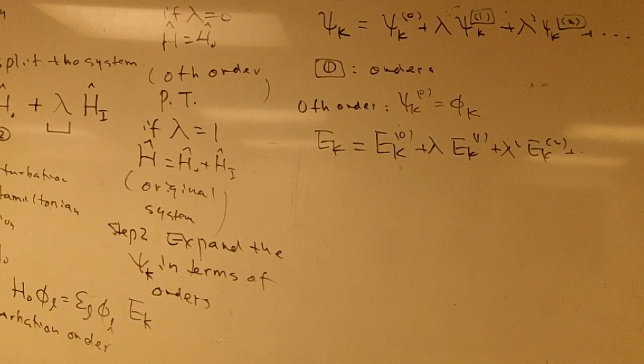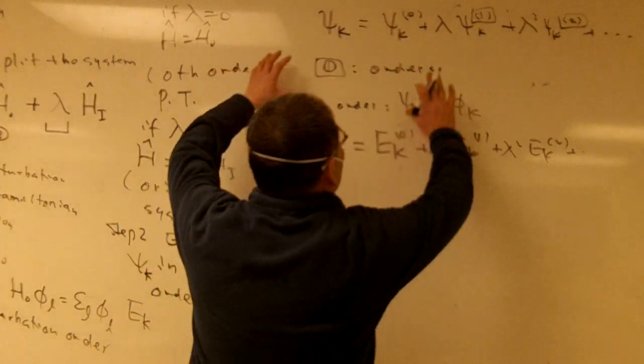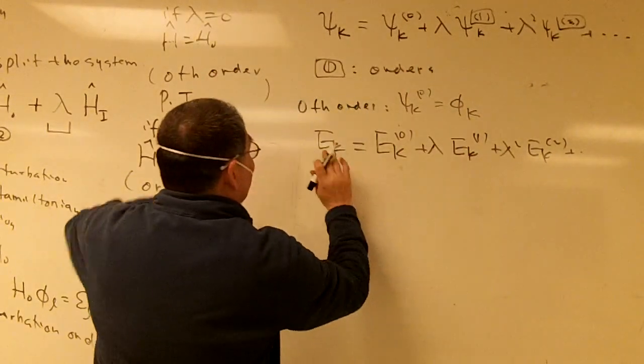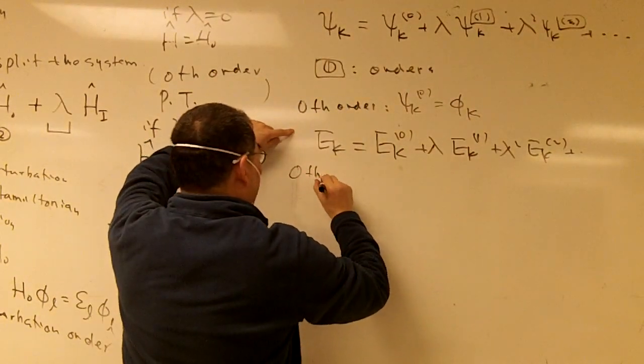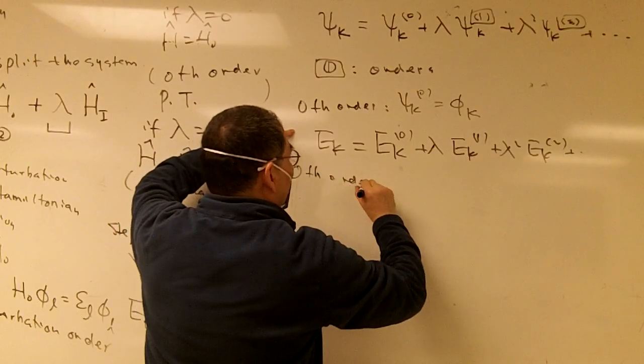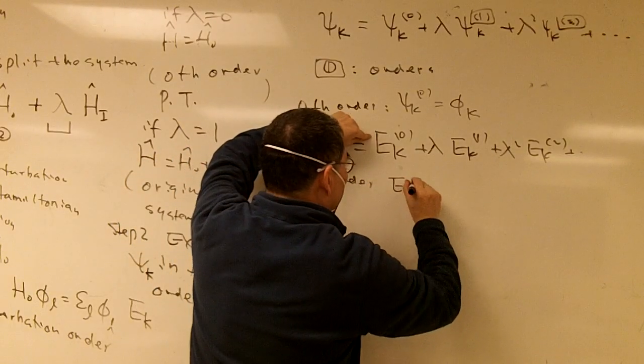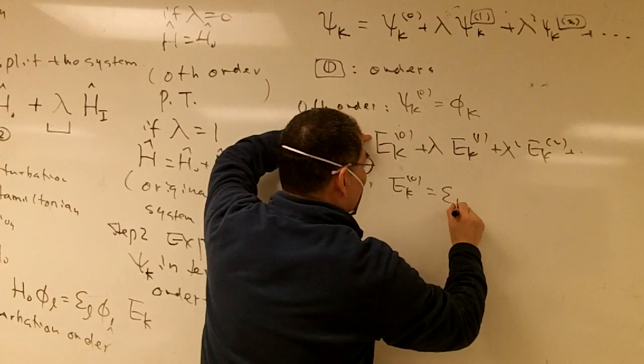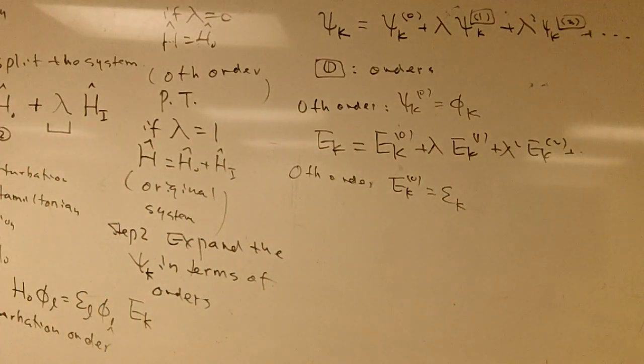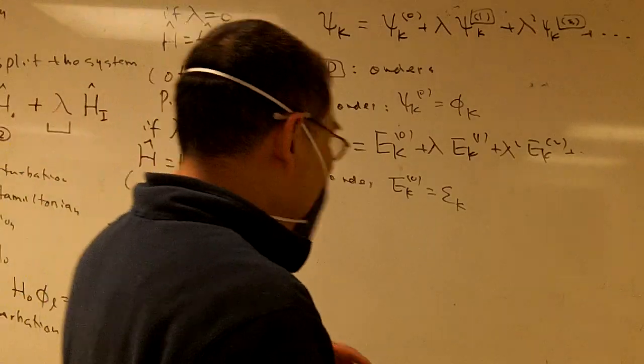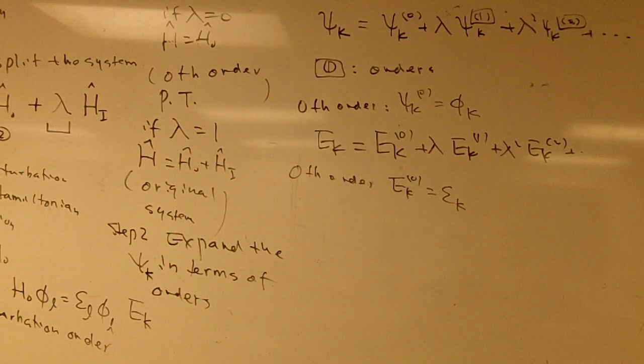So remember, what we did was we essentially changed psi to E k. Now, for the zeroth order, this E k zero must equal epsilon k. The same idea, because they are zeroth order, so these two terms must be exactly the same. And that is our second step.